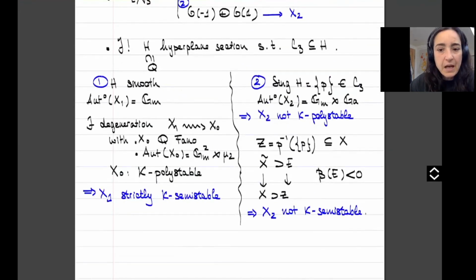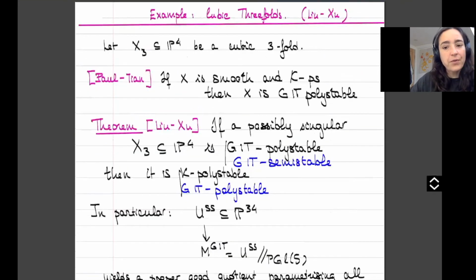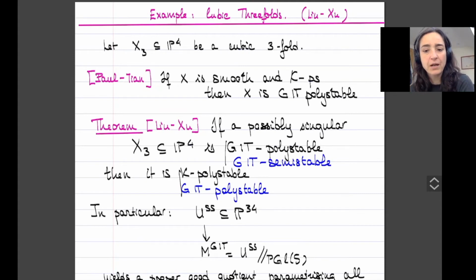So in a second, I will talk about some of the families for which we know that there are both K-polystable and non-K-polystable members in the same family. So I wanted to discuss a recent example of a moduli construction, which is due to Liu and Xu. So I think this appears in 2019. And they showed that essentially the K-moduli of cubic threefolds coincides with the GIT moduli.